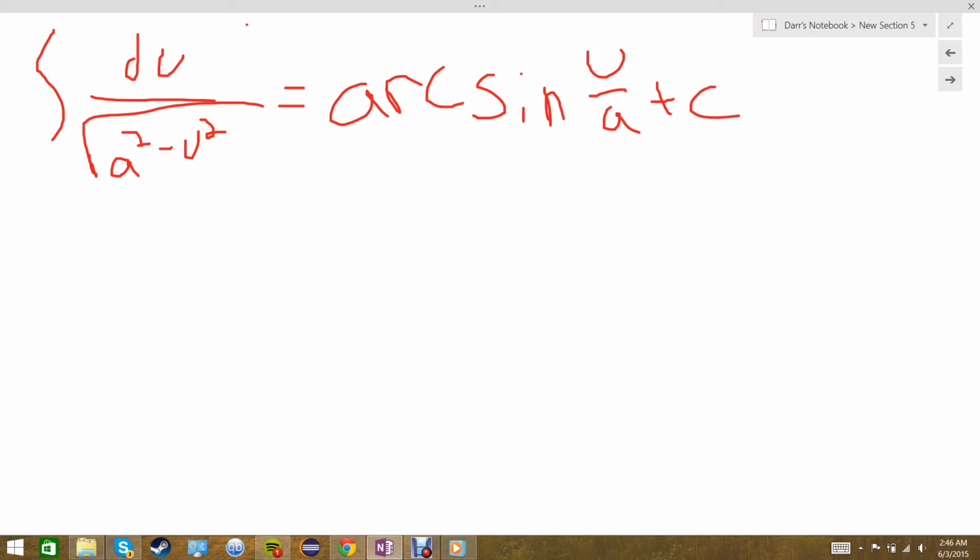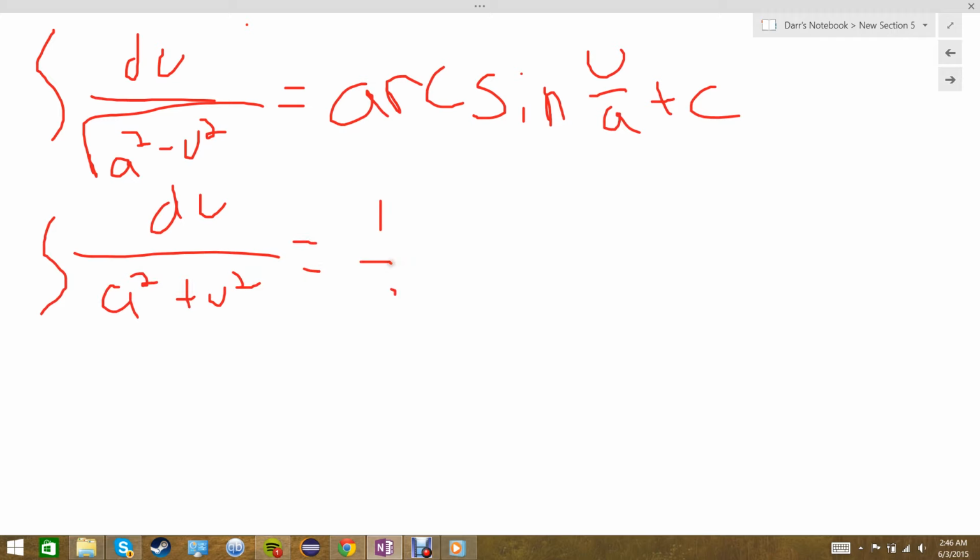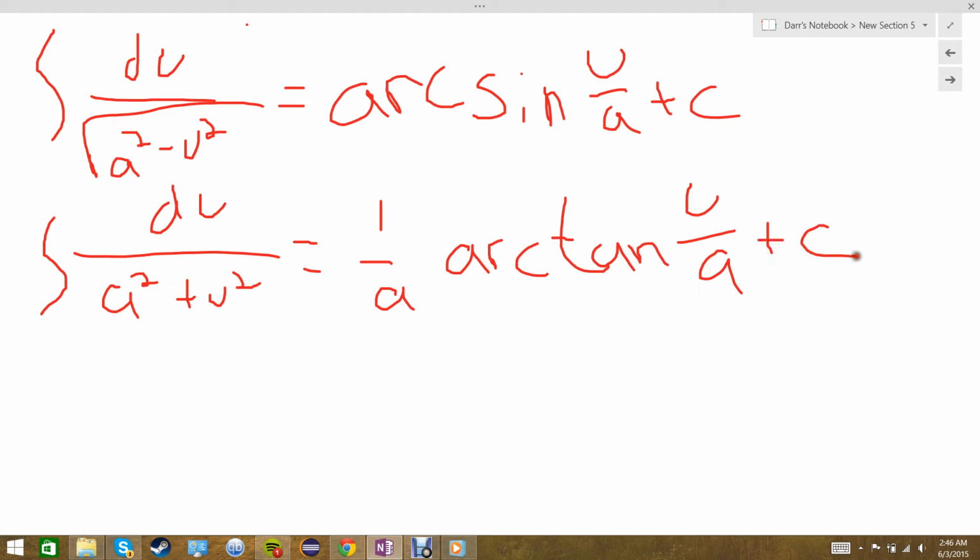And the second one is du over a squared plus u squared. No radical, no minus. This one is 1 over a arc tangent u over a plus c. Remember, the c's are important because, as far as we know, these are not definite integrals, so don't forget your c's.